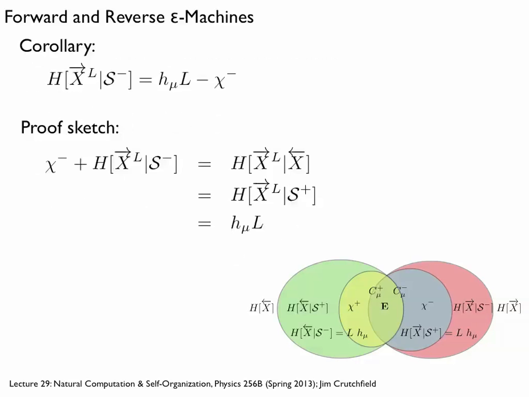Same thing in reverse. Now we're trying to retrodict in some sense, but then we're looking at the uncertainty in the futures that lead to the current causal state.